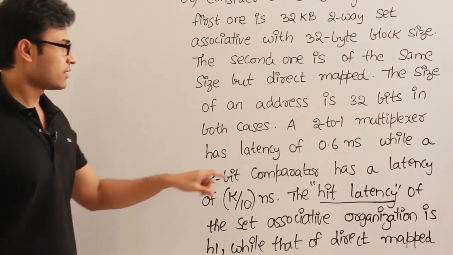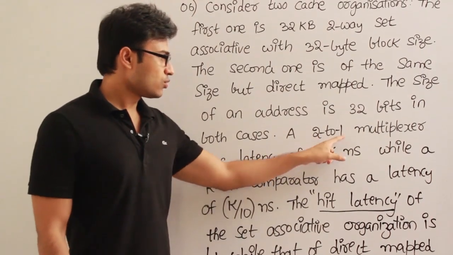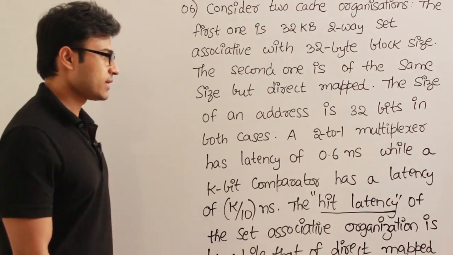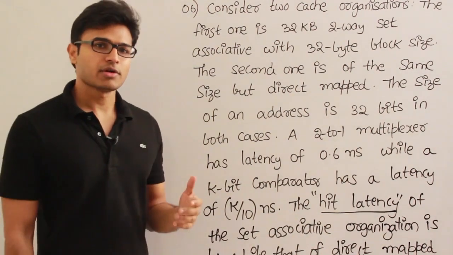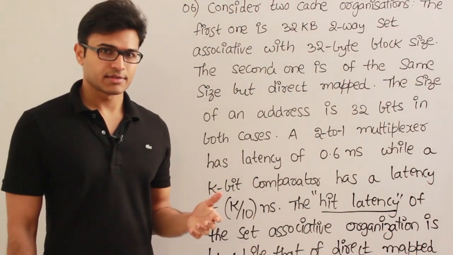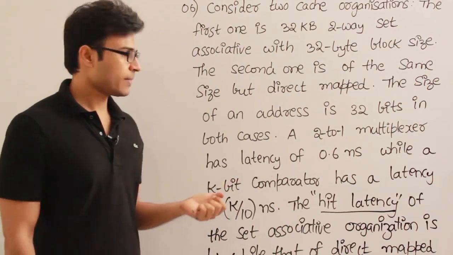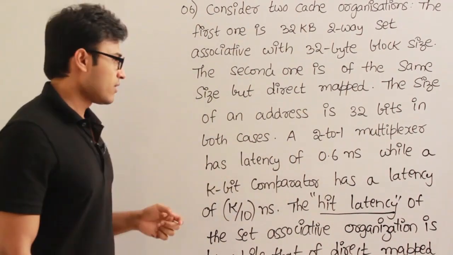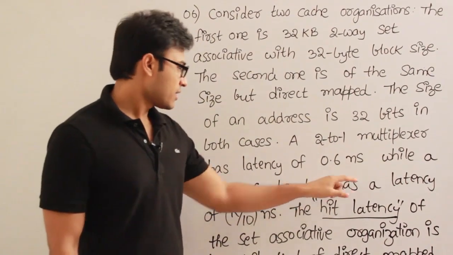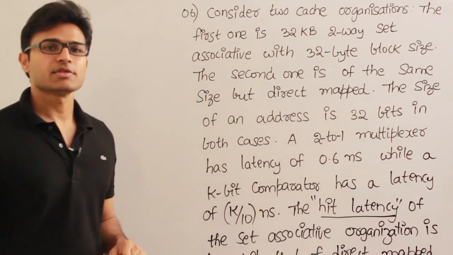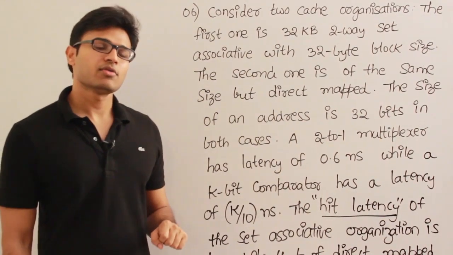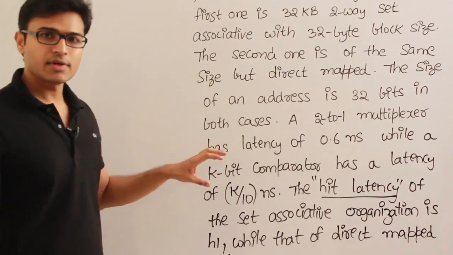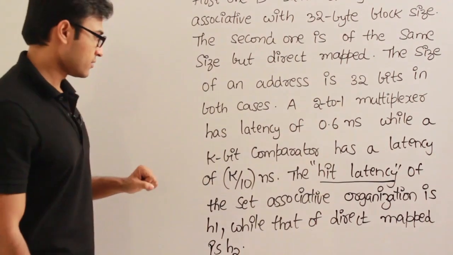And then they are saying that a 2 to 1 multiplexer has a latency of 0.6 nanoseconds, which means they are talking about the hardware latencies which are used in implementing this. So a 2 to 1 multiplexer latency is 0.6 nanoseconds, while a k-bit comparator has a latency of k by 10 nanoseconds. They are talking about the latencies of the hardware devices which are involved in this implementation.